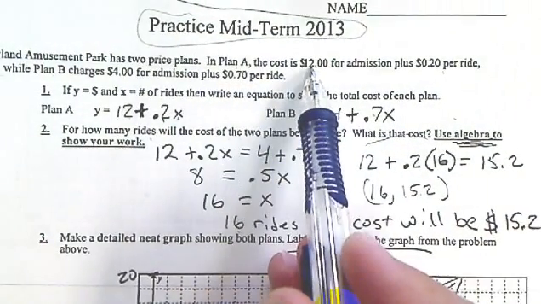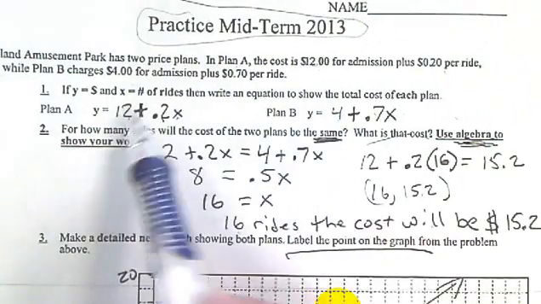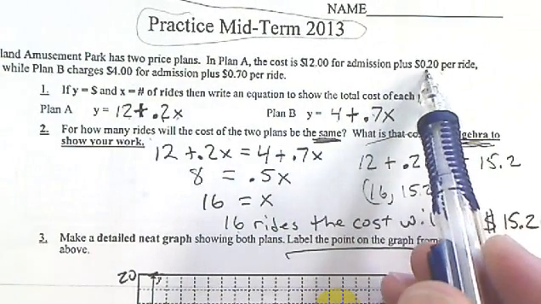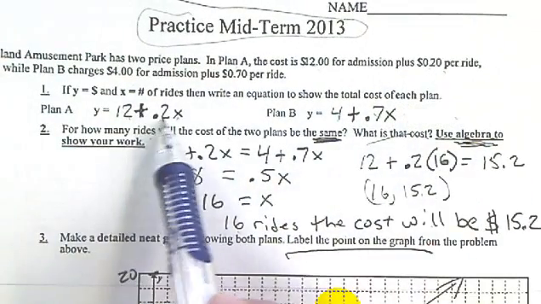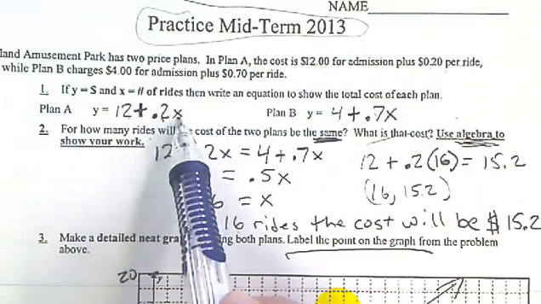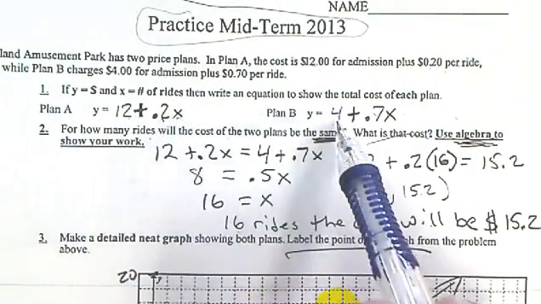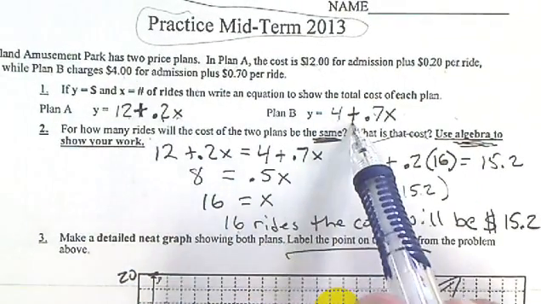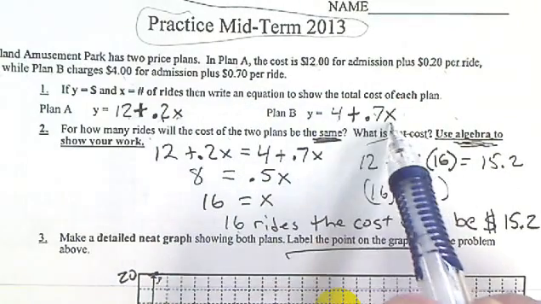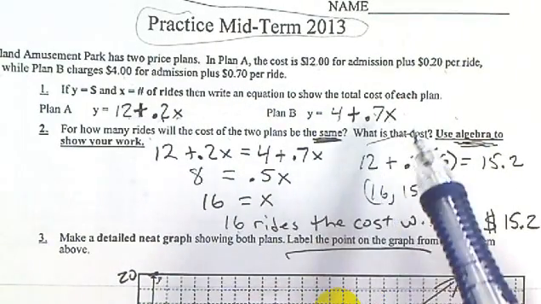Plan A costs $12 plus it's 20 cents per ride. Per ride is your rate of change, so that's your slope. So there's your first equation. And Plan B is 4 plus 0.7 per ride. So there's your slope and there's your y-intercept.